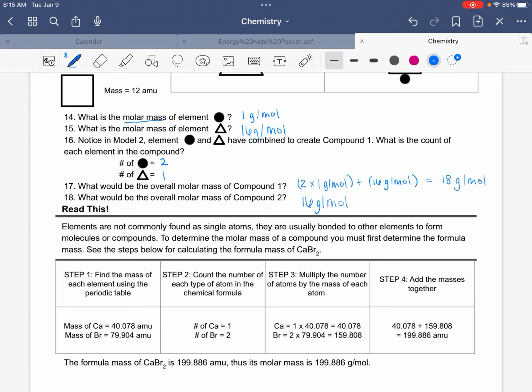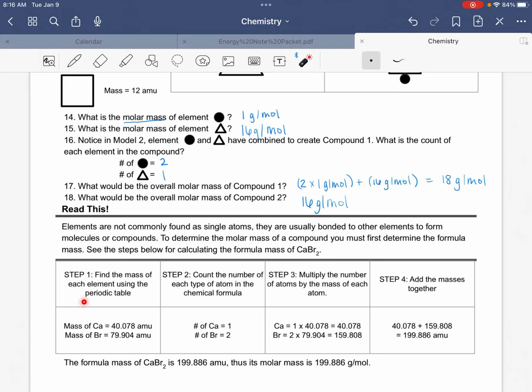Elements are not commonly found as single atoms. They are usually bonded to other elements to form molecules or compounds. To determine the molar mass of a compound, you must first determine the formula mass. That's where we get the AMU. And then we can convert that into grams per mole. So see the steps below for calculating the formula mass of calcium bromide.